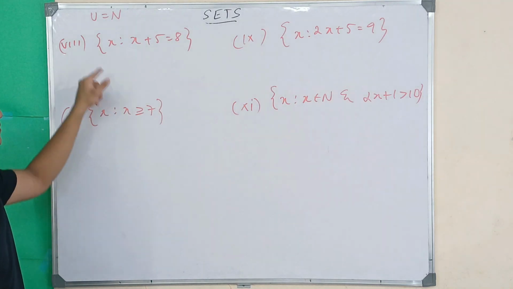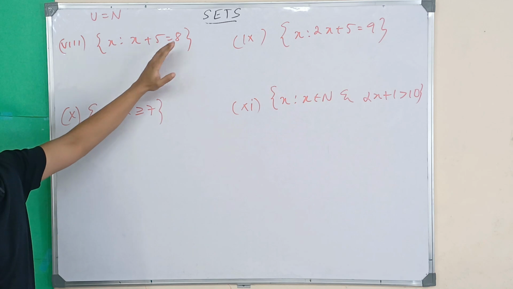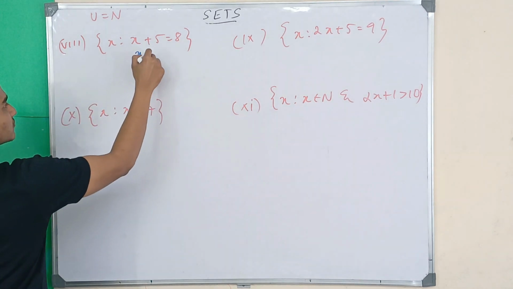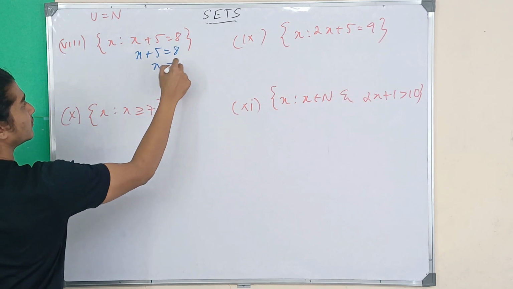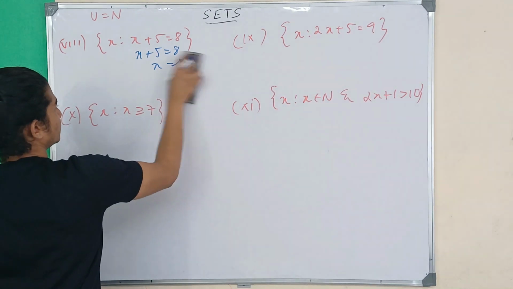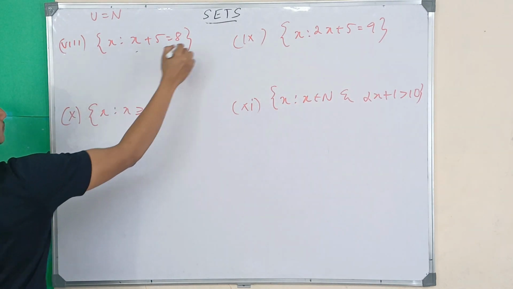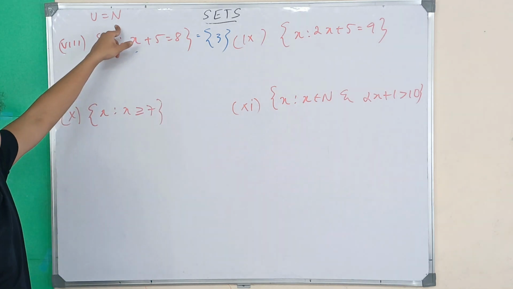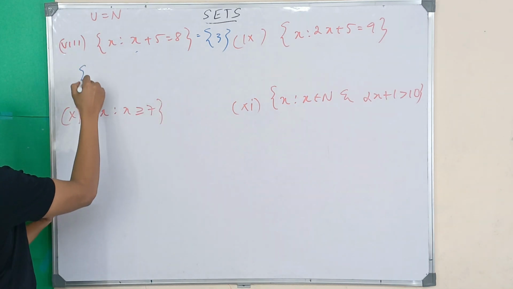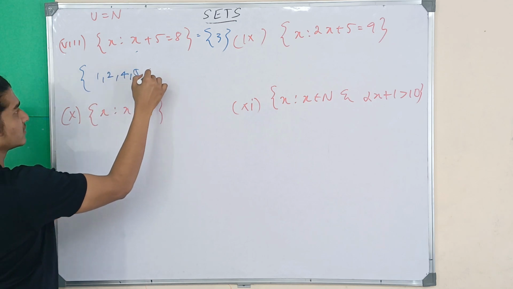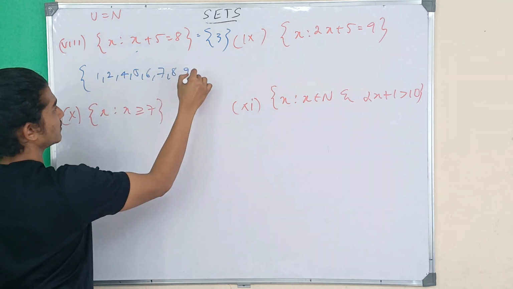So the eighth one is set of all x such that x plus 5 equals 8. Let us try to write this in set builder form. x plus 5 equals 8, x equals 8 minus 5, that is equal to 3. So x equals 3. So you have to remove 3 from the natural numbers. If you remove 3 from natural numbers, it's going to look like this: 1, 2, not 3, 4, 5, 6, 7, 8, 9, and so on.